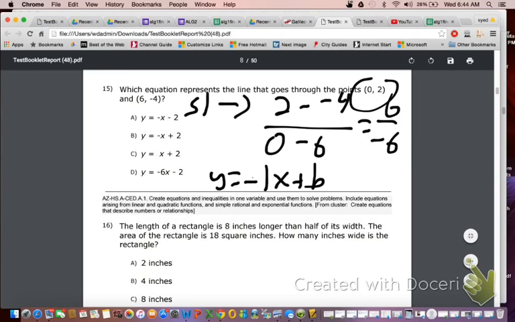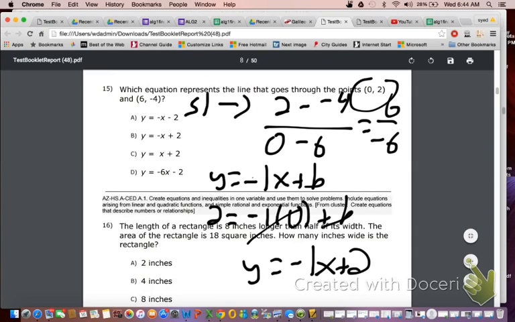Let's use this point to find b. 2 equals negative 1 times 0 plus b. So 2 has to equal b. So y equals negative 1x plus 2. So it has to be choice B. Okay? Has to be choice B.